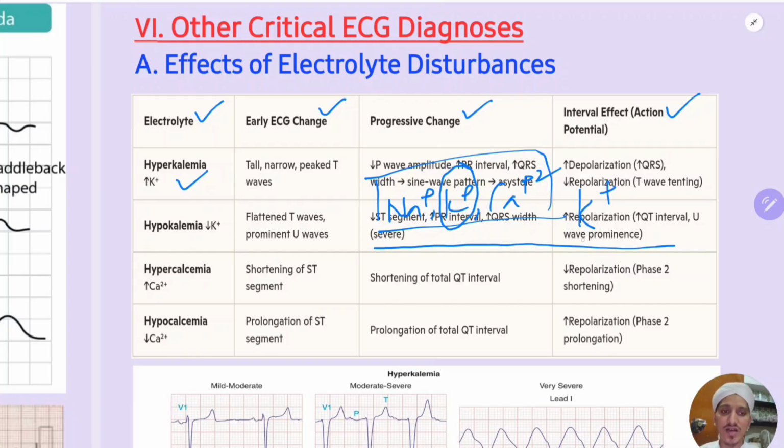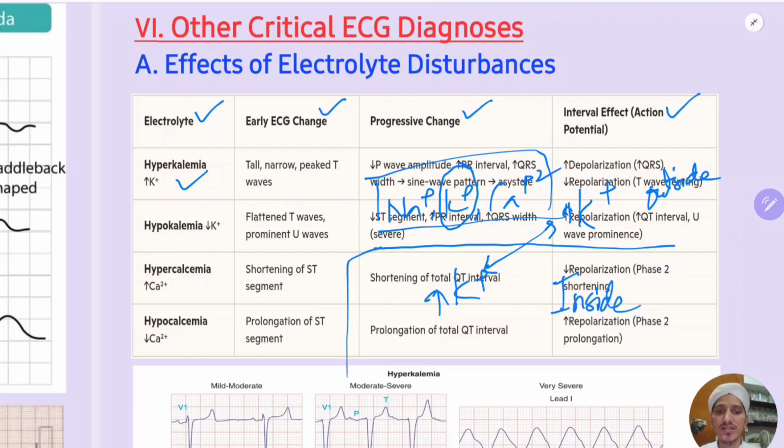If this is the outside of the cell and this is the inside, there will be some potassium outside, but remember the inside potassium will be more than the outside potassium. There will be a gradient, a difference between outside and inside potassium. That gradient maintains a resting membrane potential of minus 90 millivolts. Remember it, this point is minus 90 millivolts.